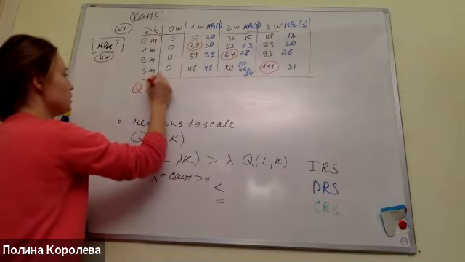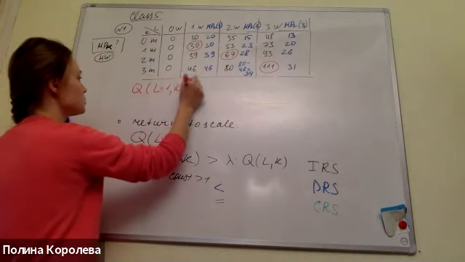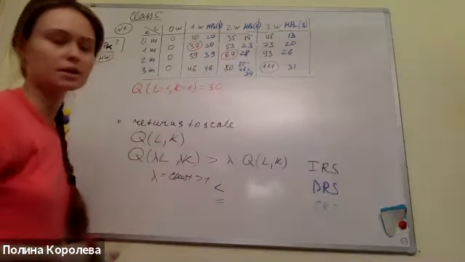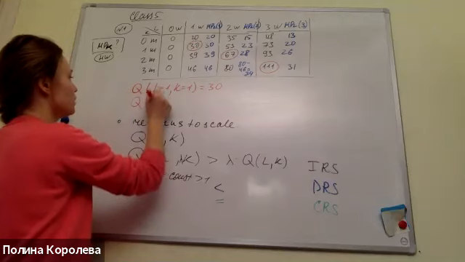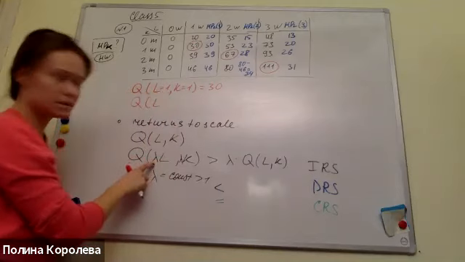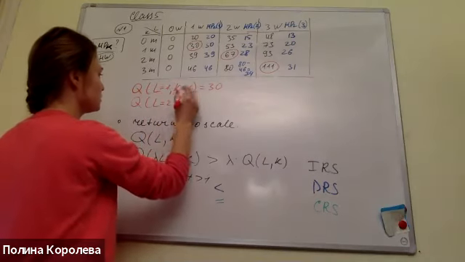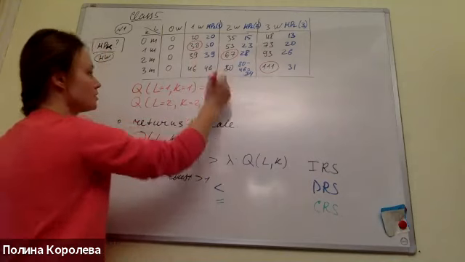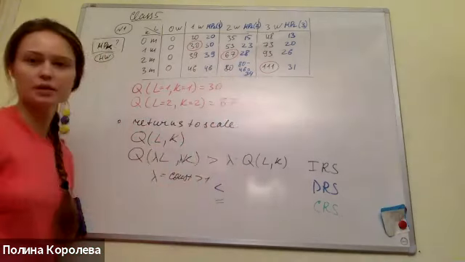The quantity that we produce when labor equals 1 and capital equals 1 is how much? 30 units of production. Then when we doubled, so lambda is equal to 2, when we doubled labor and capital, we produced 67. What conclusion can we make?